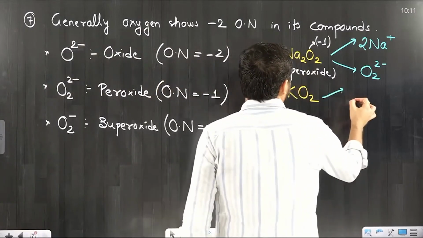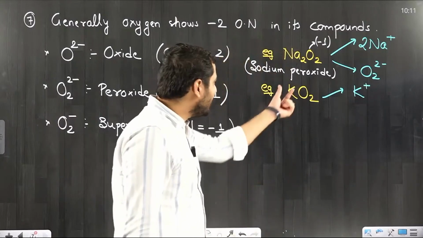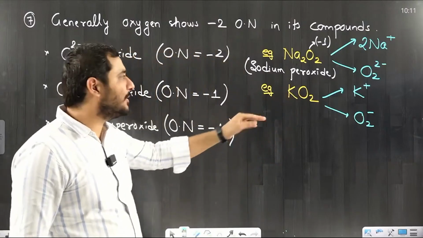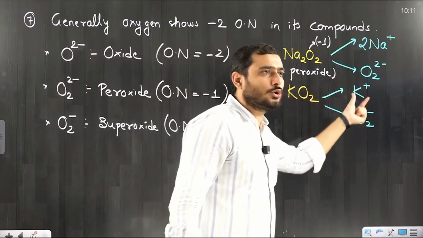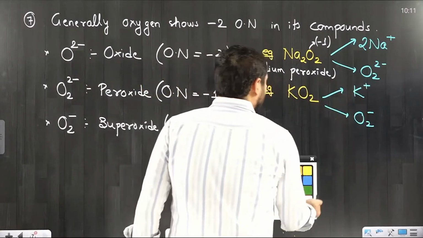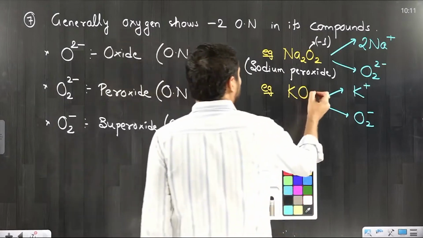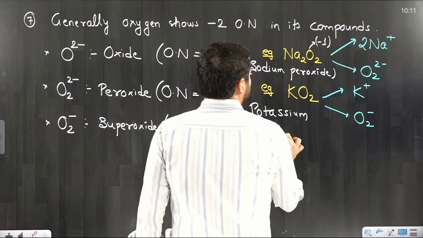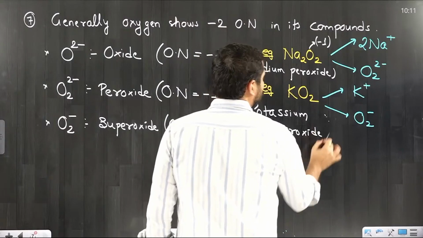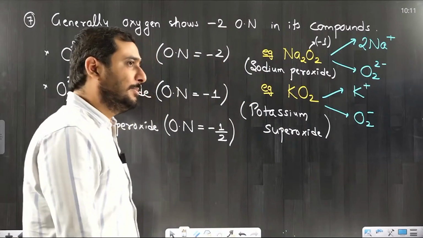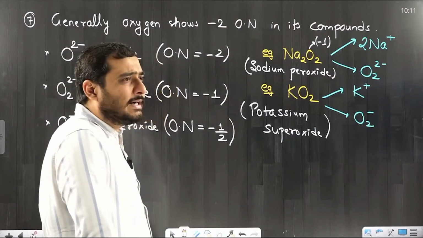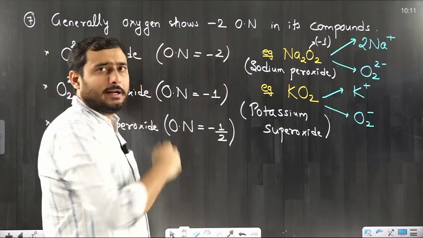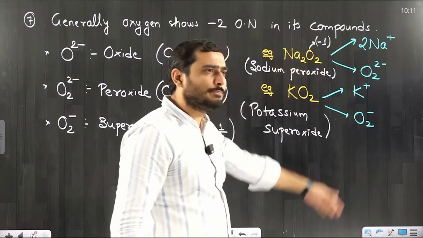Same if we break this KO2. How to break this KO2? Potassium shows plus 1. Only one potassium. So, what will be the charge on 2 oxygen? It will be minus 1, because the total charge will be the same, positive and negative, because it is neutral. So, K positive, O2 negative. Now, what is the name for O2 negative? Superoxide. So, the oxidation number is minus 1 by 2. And what is the name of the compound? It is potassium superoxide. Clear? So, remember this. This peroxide and superoxide, either you will find in oxo acids of sulfur, and somewhere you find in S block elements, potassium superoxide, sodium peroxide.